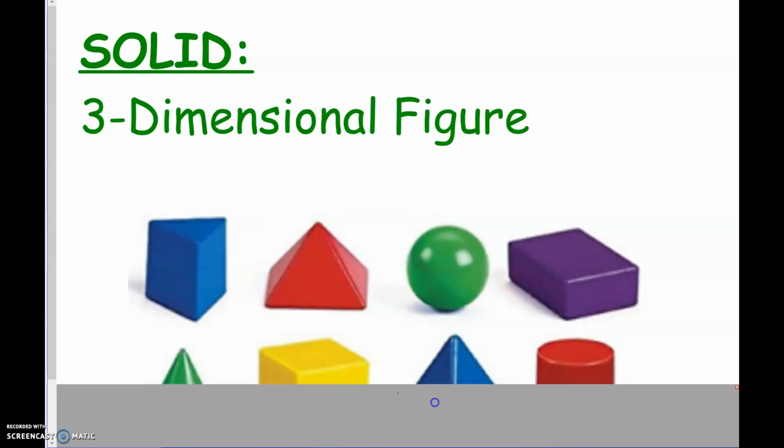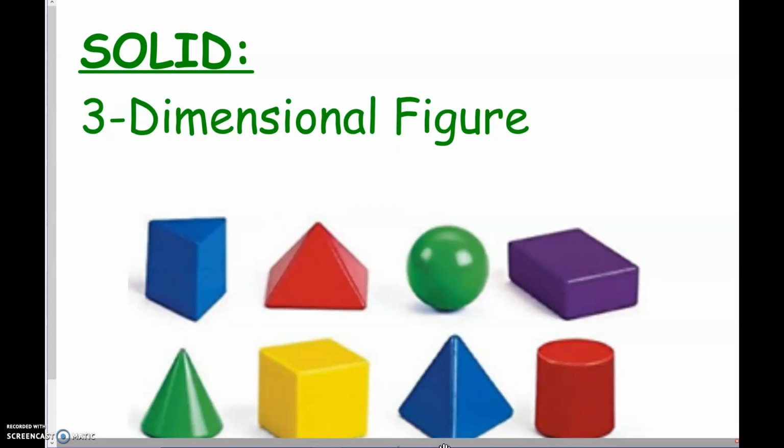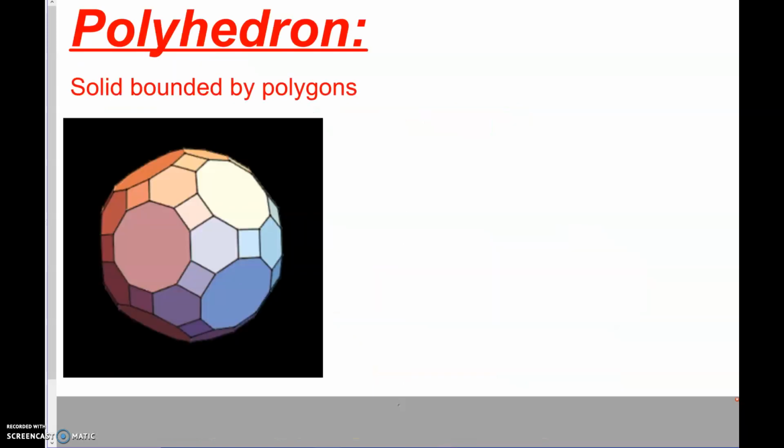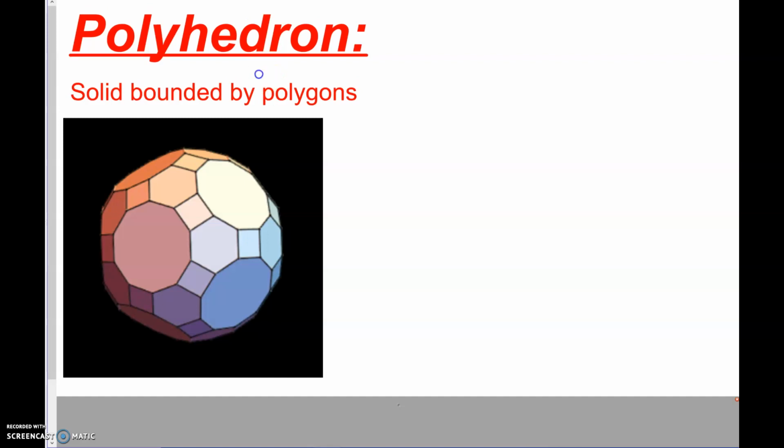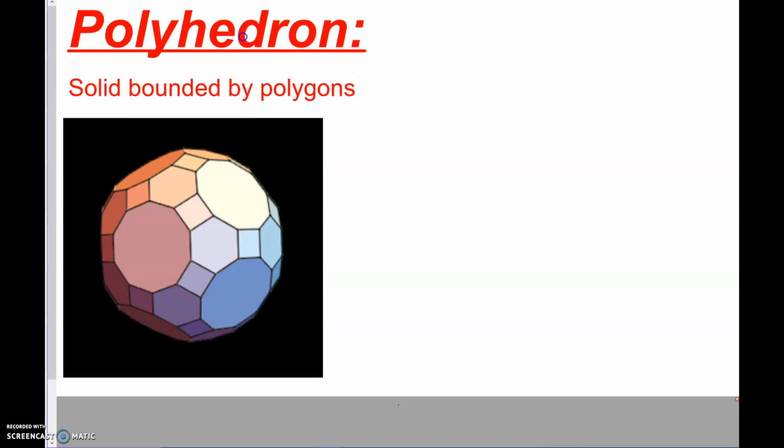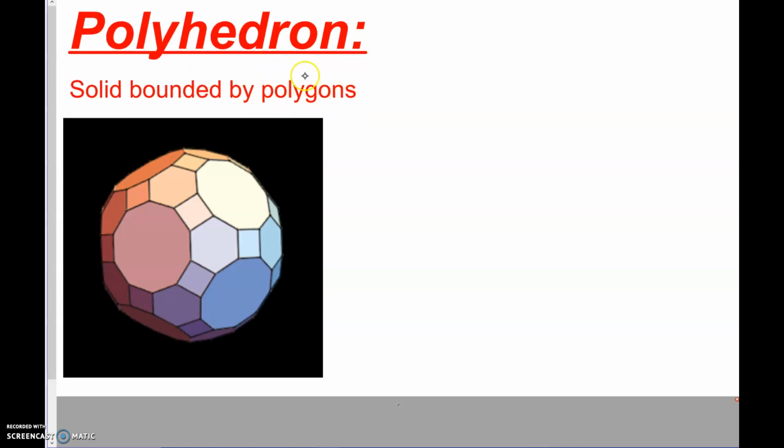All right, so what makes something be a solid? A three-dimensional figure. So we've got prisms and pyramids and spheres and cones. All of them are considered three-dimensional figures or solids. Then we break them into polyhedrons, and polyhedrons are solids bounded by polygons. Okay, so everything has to be a polygon.